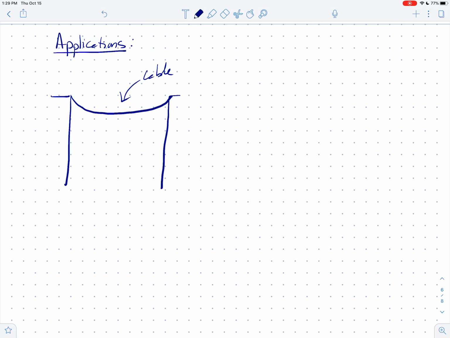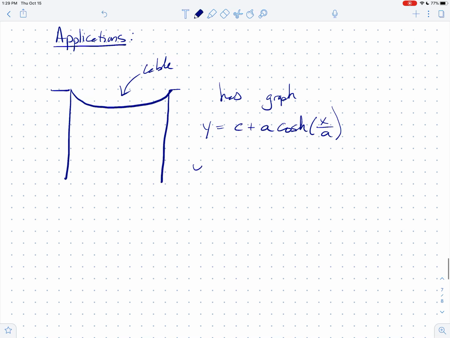So this cable actually has the graph y equals c plus a times the cosh of x over a, and c and a are constants. As you control c and a, you can change how much the cable hangs and so on. What's really interesting is this was actually used to model the St. Louis Arch. And so I can give you the precise values.